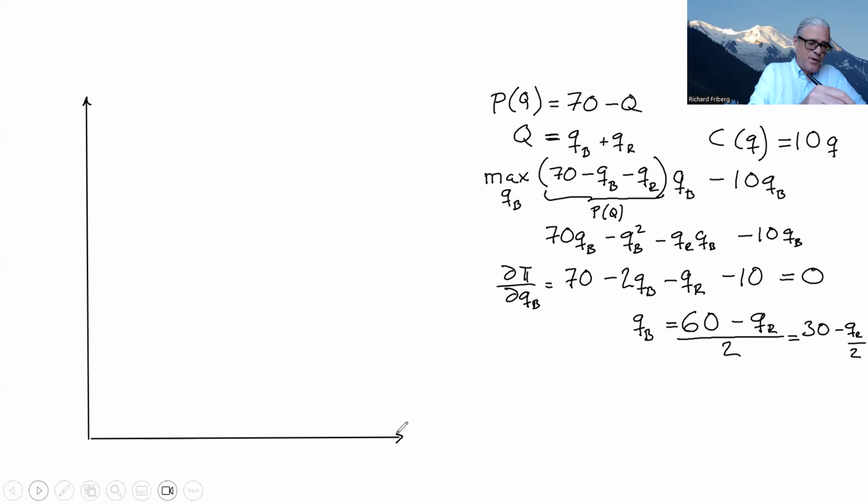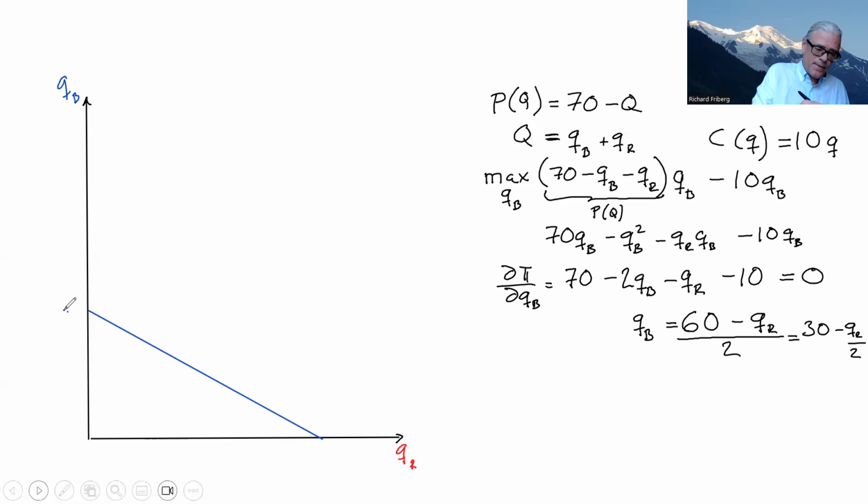Like this. So here we have quantity for the blue firm, QB, and on the horizontal axis we're going to be having QR, the quantities for firm red, the other firm here. So what is this? Well, QB equals 30 minus QR over 2 is a best response function. So something like this.